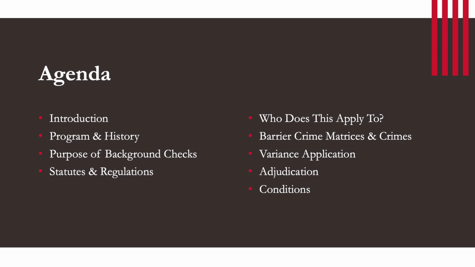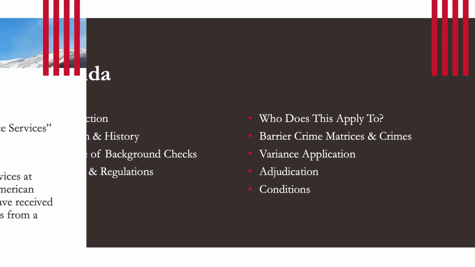We will examine barrier crime matrices and crimes. These are crimes identified by the state of Alaska as crimes for which a convicted individual would need to seek a variance for employment. We will cover how to prepare your variance application. Once your variance application has been submitted, what does adjudication look like? Lastly, we will review examples of variance conditions if they apply.